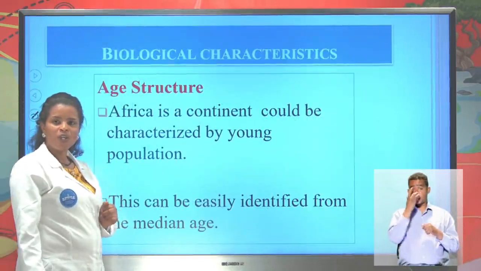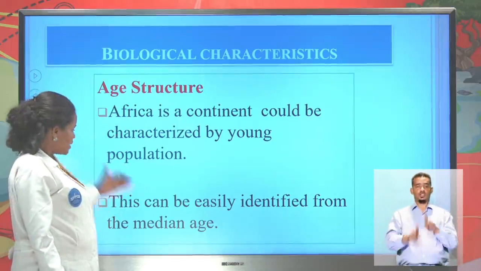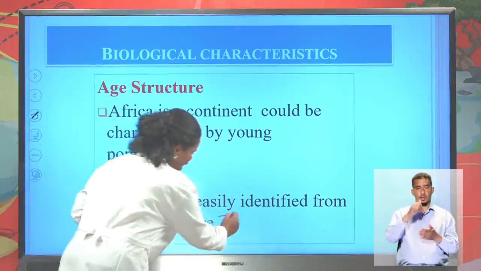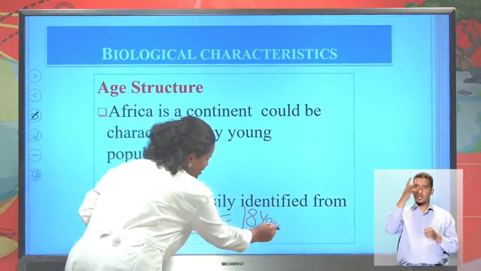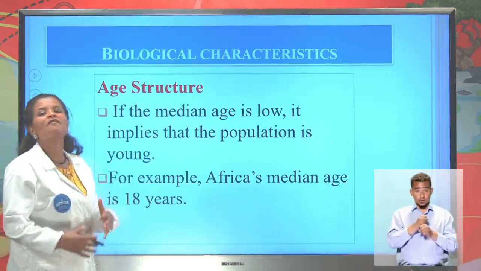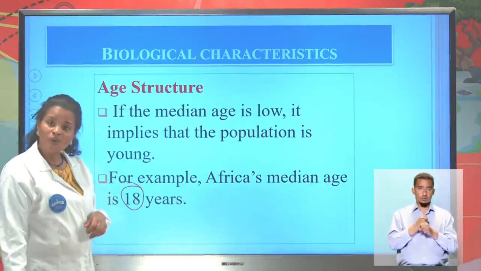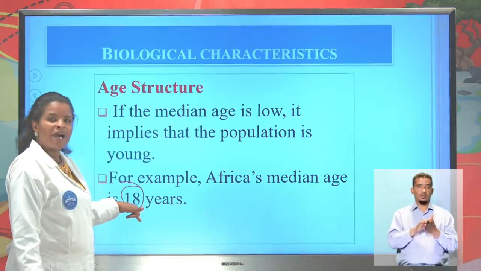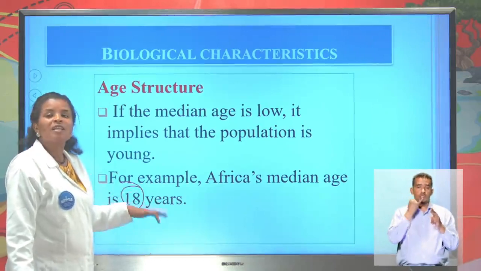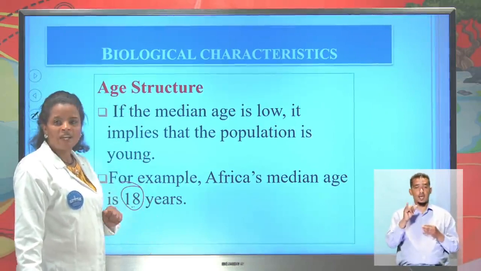Africa is a continent characterized by a young population. This can be easily identified from the median age. The median age of Africa is 18 years. If a country has a low median age, the fertility rate is very high. We can conclude that with a high fertility rate, the growth rate is very high, but the economic development is very low. So the African population is dominated by the young age group.